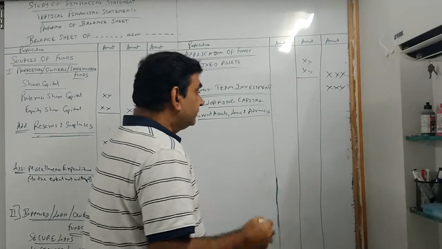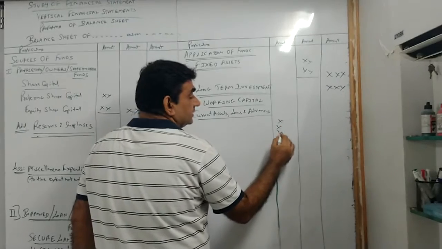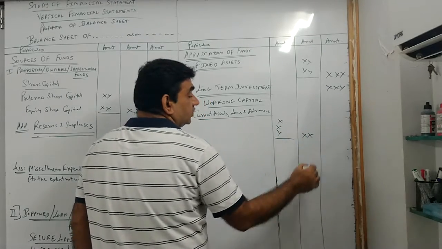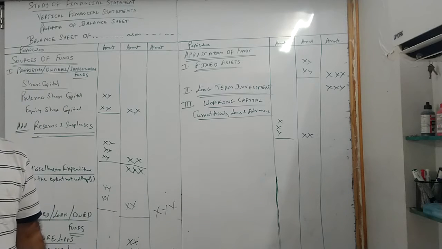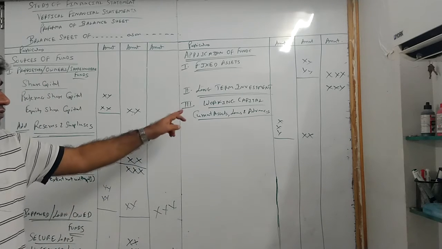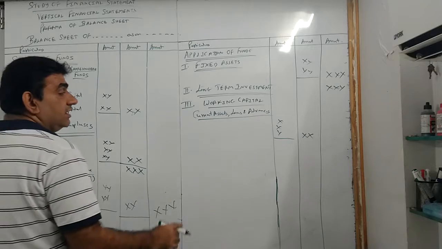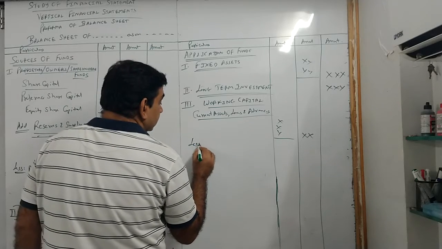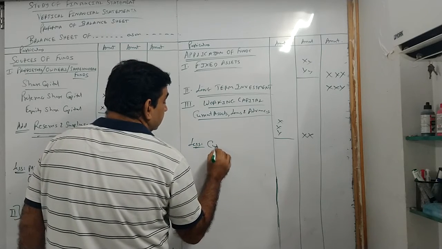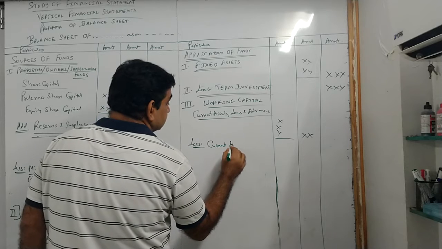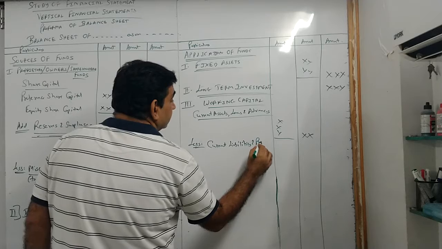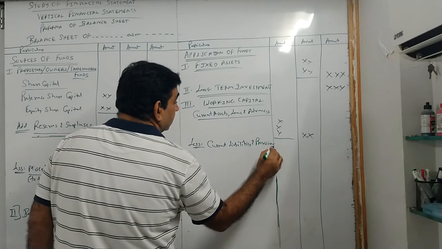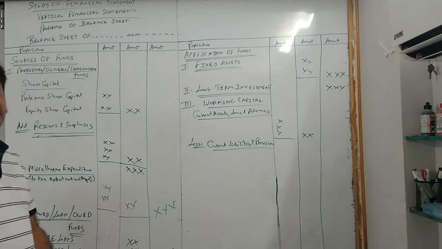So short term investments is a part of current assets. Now what will you do? All your current assets put in the first column, total in the second column. So the second column's total is your current assets. Now what do I want? Working capital. Working capital is nothing but the difference between your current assets and current liabilities.